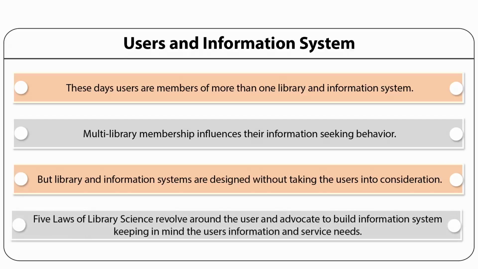The five laws of library science revolve around the user and advocate to build information system keeping in mind the user's information and service needs. This is reflected in not one or two but all the five laws that all activities of the library should revolve around it, and rather the designing of the information system should focus on information needs and services of the users.